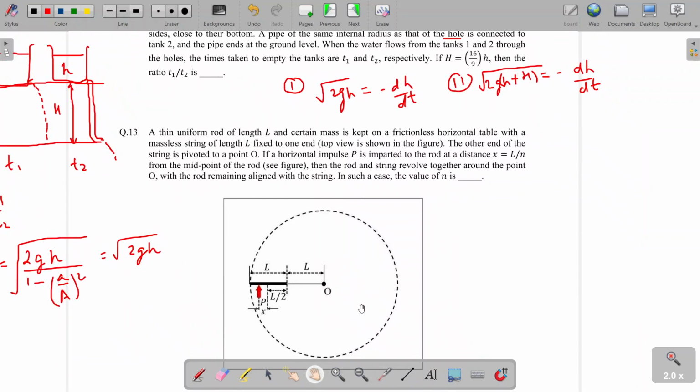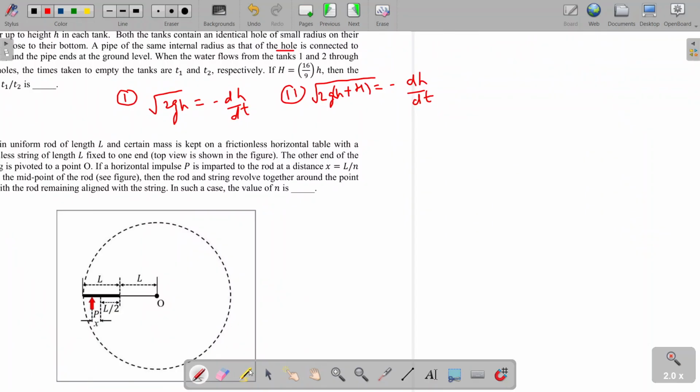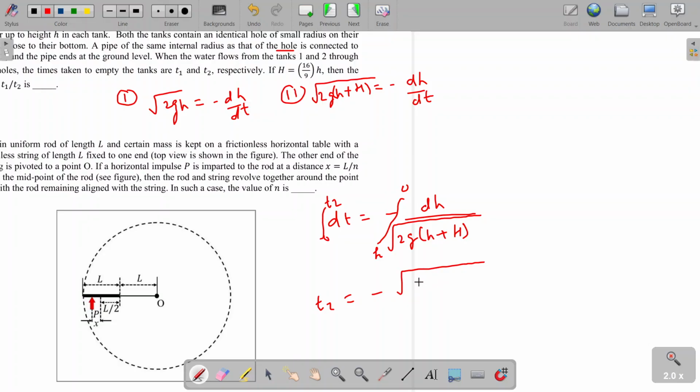So let us take some time for calculation. How would we calculate it? Let us calculate the second tank first. We take dt here. This becomes square root of dh divided by square root of 2g, small h plus capital H, and integrating it from some height small h to the final height 0, and time goes from 0 to t2. So this becomes t2 is equal to minus square root of h plus capital H divided by some constant half, and then the numerator will have square root 2g, and the limits will go from some value small h to 0.